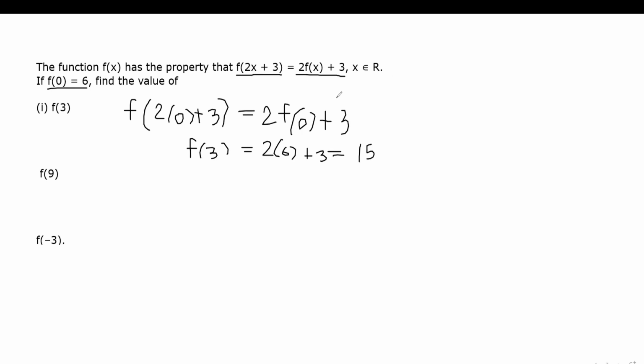Yes. Now we need f of 9. What do you think we're going to put as x to get f of 9? 2. Very good. If we put x as 2, we're going to get f of 2 times 2 right here. You said x is equal to 2, but 2 times 2 is 4, and 4 plus 3 is 7. Try again.